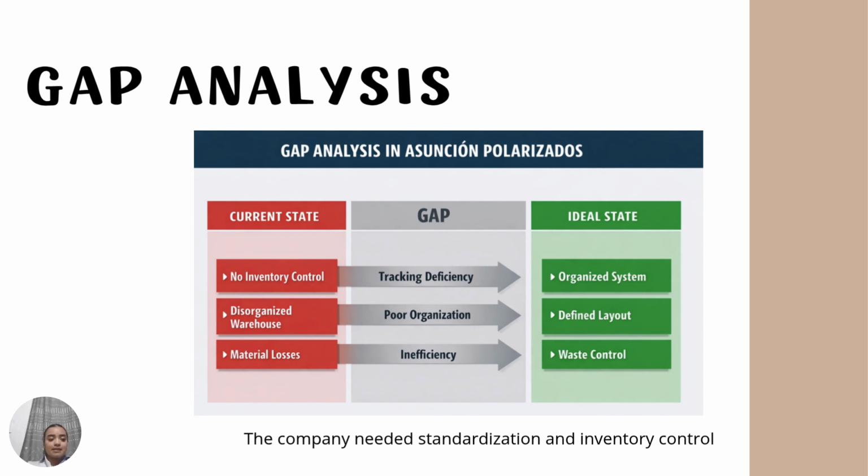This gap analysis compares the current situation of the company with the desired future situation. Currently, the company has inventory problems, warehouse clutter, and material losses. The ideal situation includes an organized inventory system, waste control, and standard processes. This analysis helped identify the gaps that needed improvement in order to achieve better operational performance.